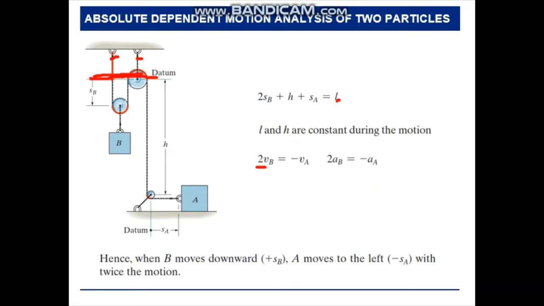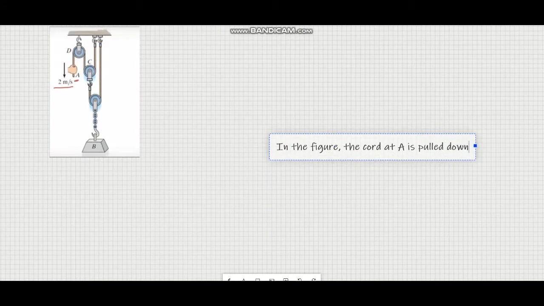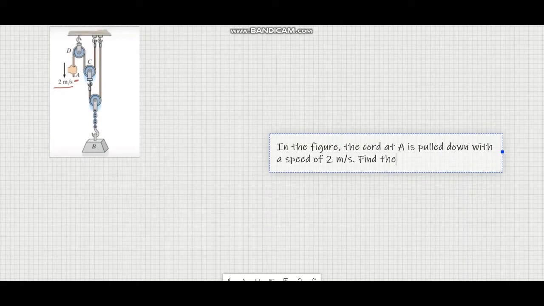Okay, let's solve a couple of examples in order to better understand these pulley systems and absolute dependent motion. If we have this kind of question, let's see the question first. In the figure, the cord at A is pulled down with a speed of 2 meters per second. The question is asking: find the speed of block B. So it's very simple.